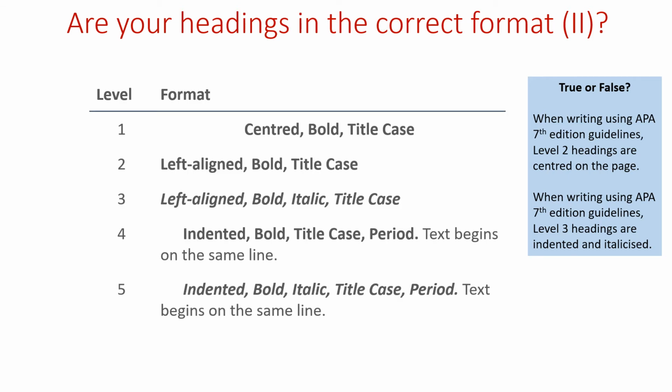Okay, and what we've got here is a little handy lookup table for you. If you do want to go crazy and go to all 5 levels of heading, it shows how each one should be formatted. So we've already talked about levels 1 to 3. Level 4, this time you indent it, you make it bold, using title case, you use a period, and the text this time starts on the same line, just as you can see here in this example. It doesn't start on a new line.